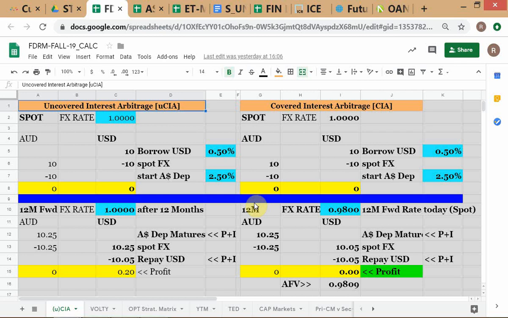Now I see that the particular call that I want to buy has a price of $2. Okay. Now the price is showing as $2, but the contract size is 100. So if I buy one option contract, I'll have to pay $200, excluding commissions. Okay, I'll have to pay $200.